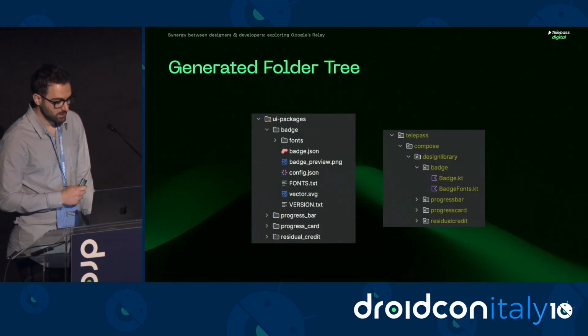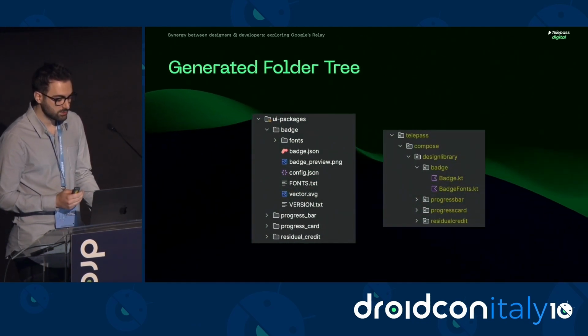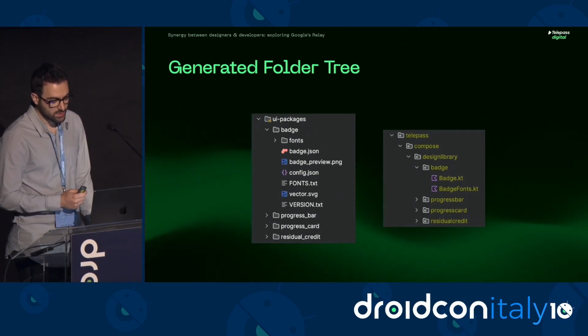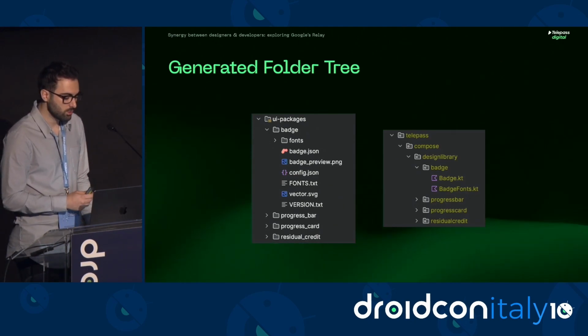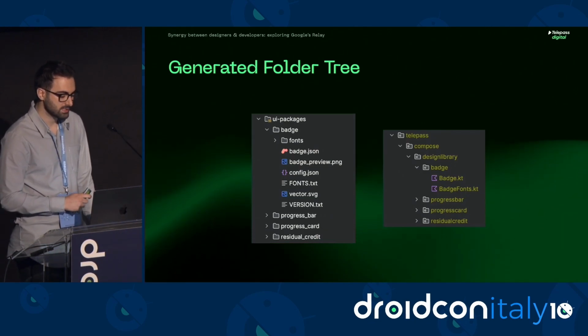Upon confirmation, Relay creates a folder called UI Packages, which contains folders for each individual component. Within them, we find images, fonts, and a JSON file with all the instructions to automatically generate the corresponding composable at build time.